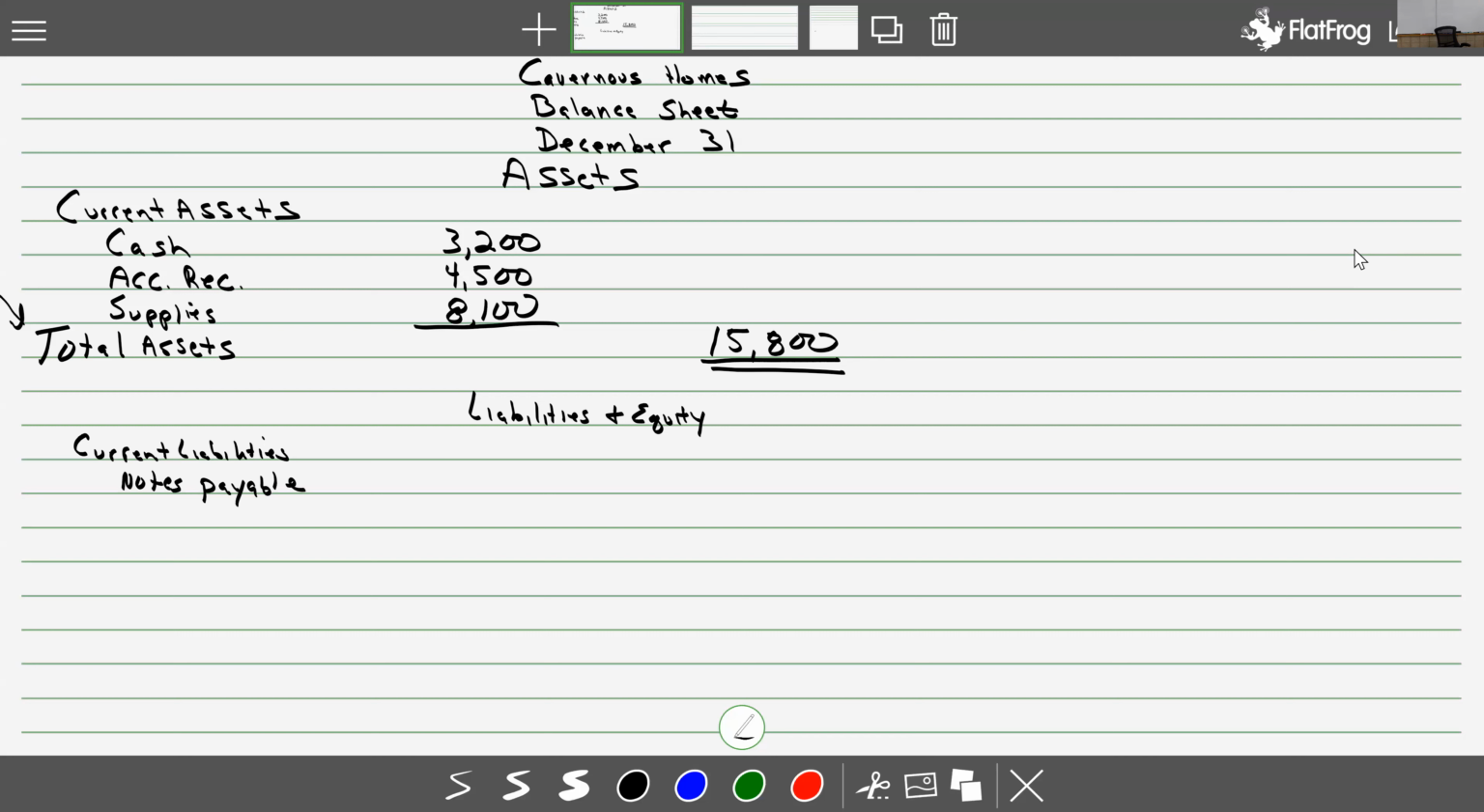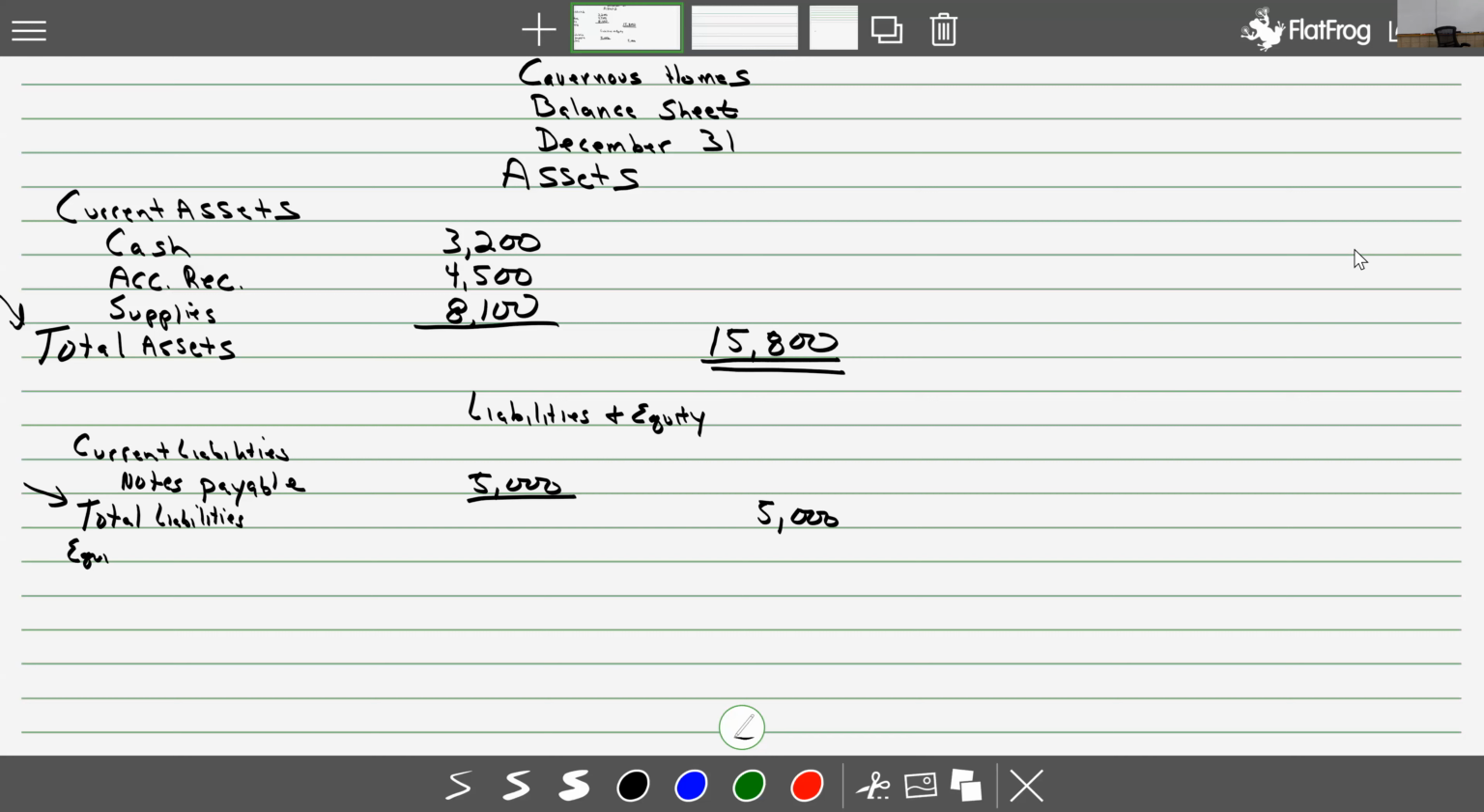Notes payable goes out, and that is for $5,000. That is the only liability we have. Again, just as with the assets, if we had a long-term liability, instead of putting total liabilities here, we would put total current liabilities, add them together, and then list our long-term liabilities, add them to that to get the total liabilities. Without them, we just put them like this.